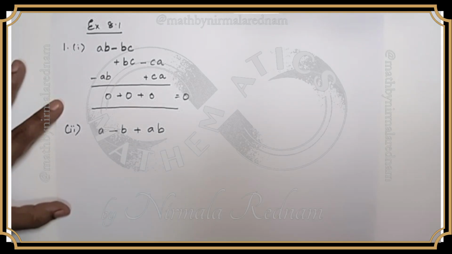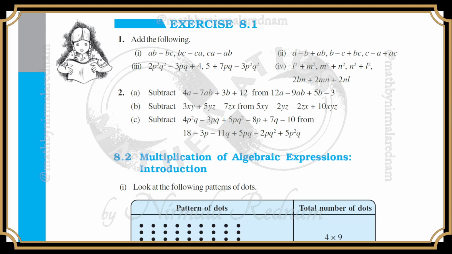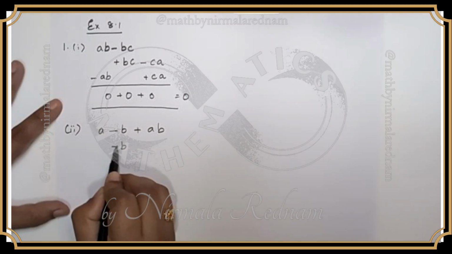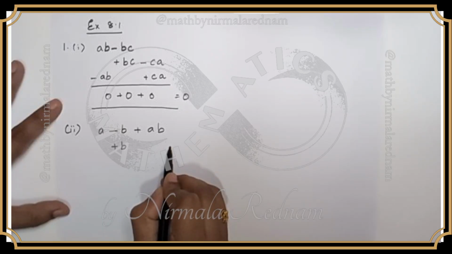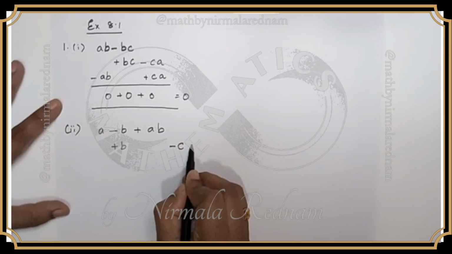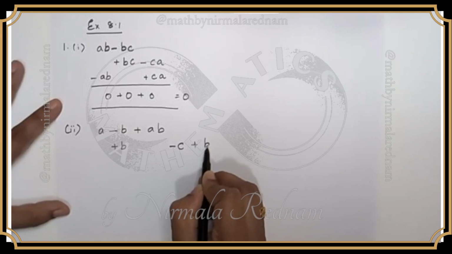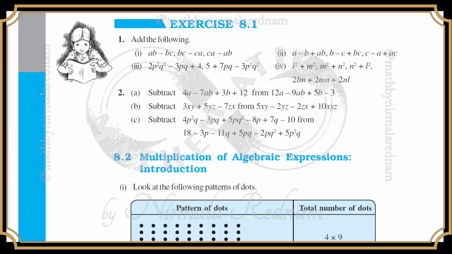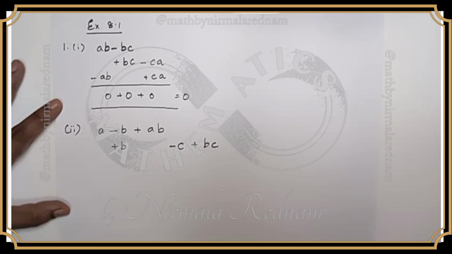Now the second expression is B minus C plus BC. B I have to write here, right? And minus C plus BC. There is no BC term here, so again, another new column. Next, I have the third expression, which is C minus A plus AC, right?